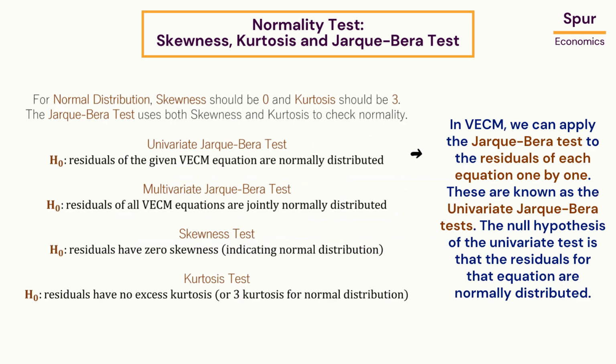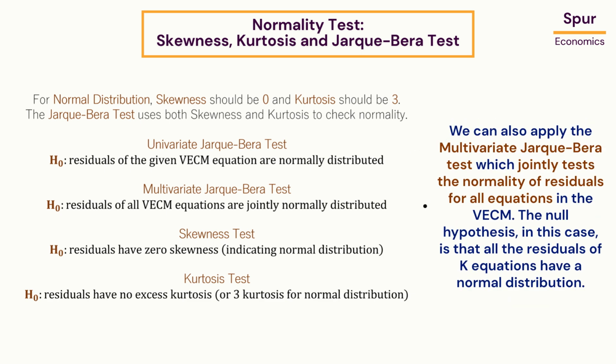In VECM, we can apply the Jarque-Bera test to the residuals of each equation one by one. These are known as the univariate Jarque-Bera tests. The null hypothesis of the univariate test is that the residuals for that equation are normally distributed. We can also apply the multivariate Jarque-Bera test, which jointly tests the normality of residuals for all equations in the VECM. The null hypothesis, in this case, is that all the residuals of k equations have a normal distribution.